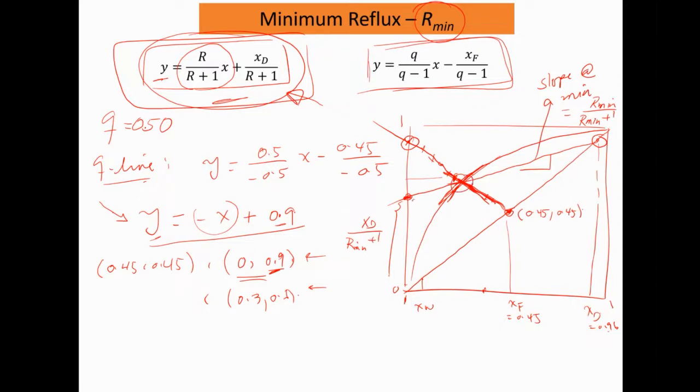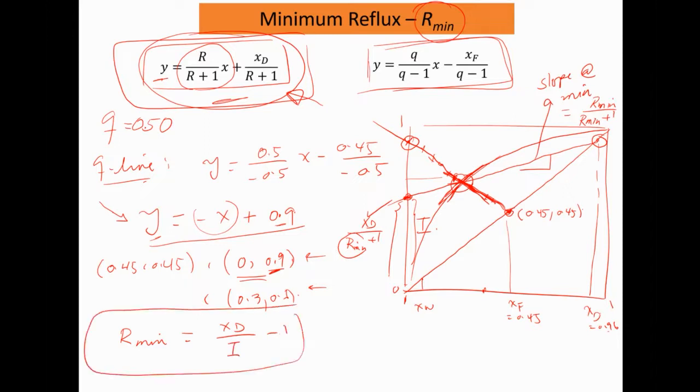Now, this one you can read from the graph, that number, and you have x_D, so you can get R minimum. R minimum is going to be basically x_D over the intercept, which we'll call the intercept here, minus 1. Okay, now you got R minimum. All you have to do is say R actual is going to be 1.5 times R minimum.